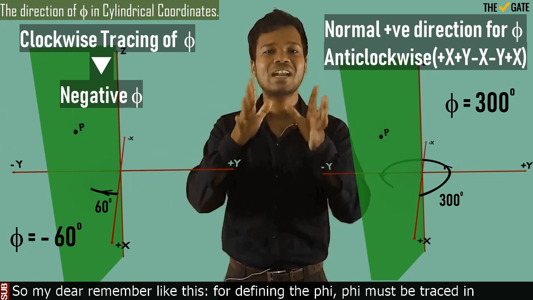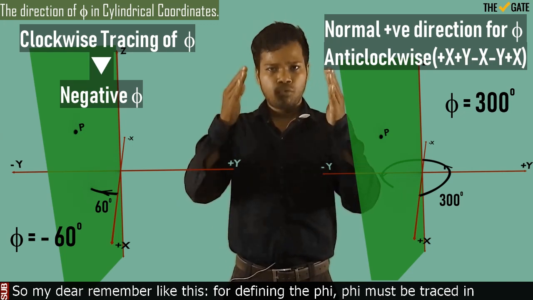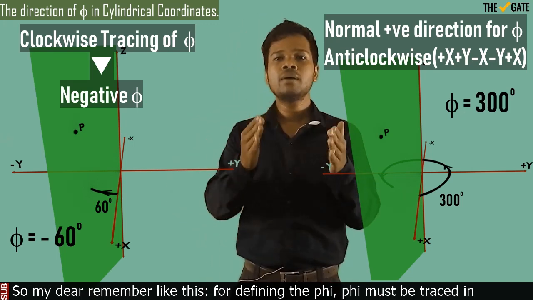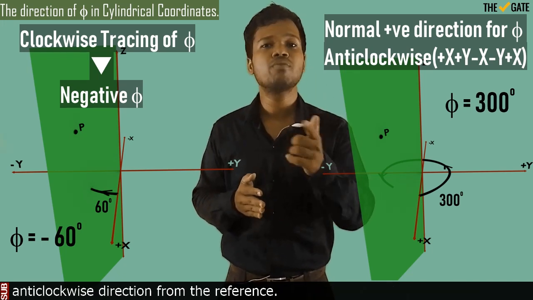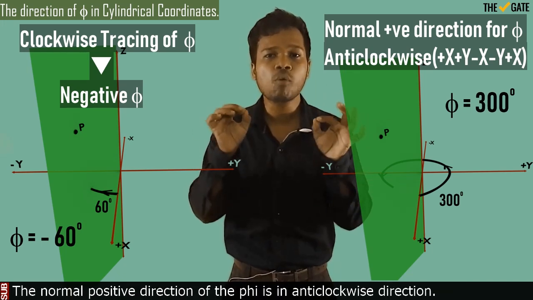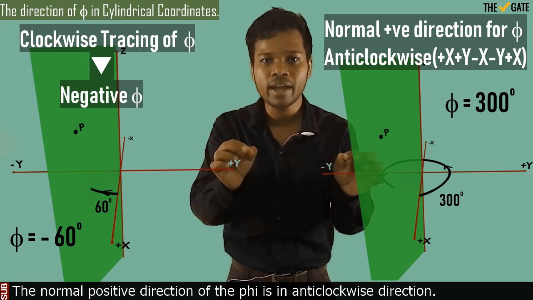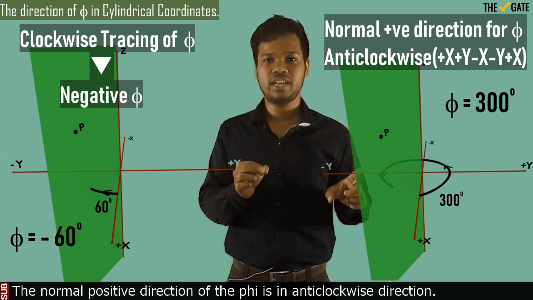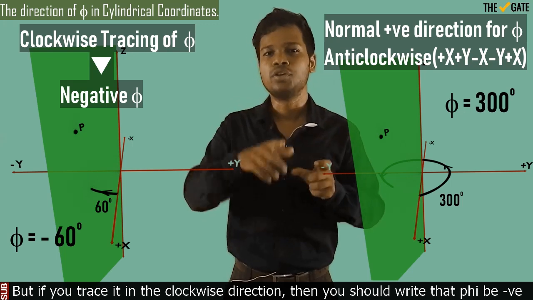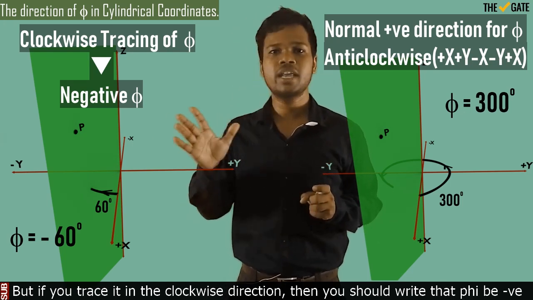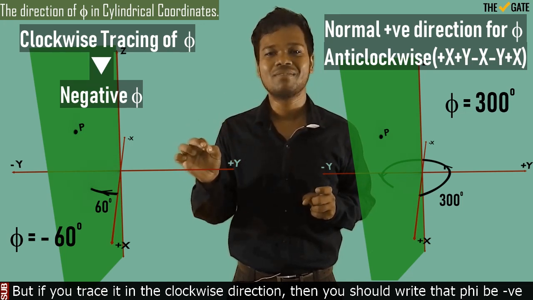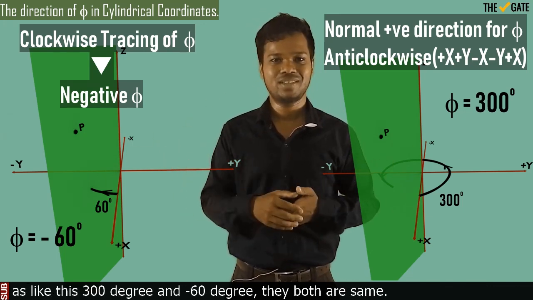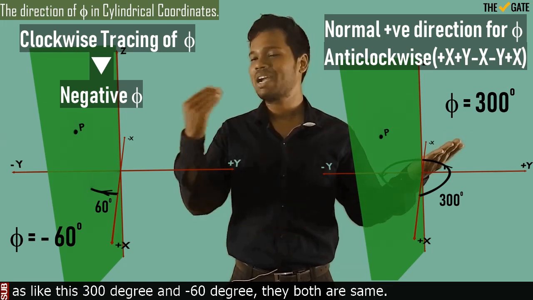So remember like this. The phi must be traced in anti-clockwise direction from the reference. The normal positive direction for the phi is anti-clockwise direction. But if you trace it in the clockwise direction from the reference, then you should write that phi will be negative, like this. 300 degree and minus 60 degree.